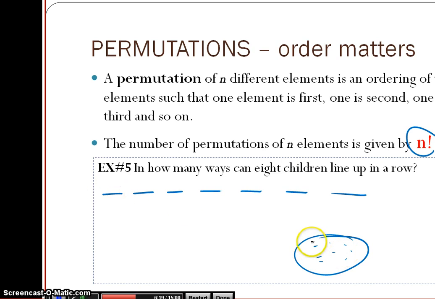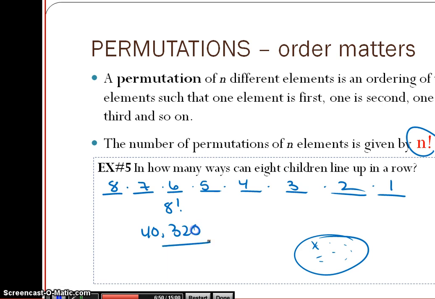In this first spot, you have 8 of these kids to pick to go in that first spot. Well, now that you've placed the first one, there's 7 kids left to put in the second spot. And now there's 6 kids. 5, 4, 3, 2. Did I miscount? 8 kids. 1, 2, 3, 4, 5, 6, 7, 8th kid. Okay, which is just 8 factorial, or 40,320 ways for 8 kids to line up.